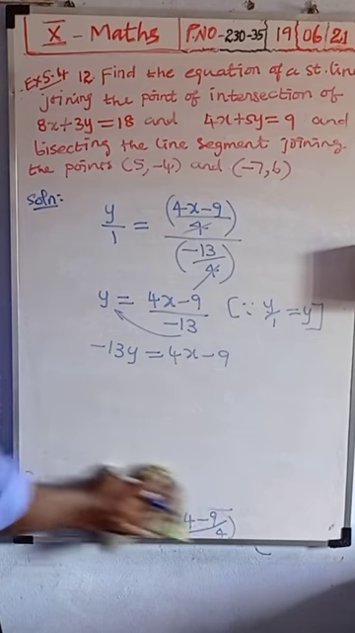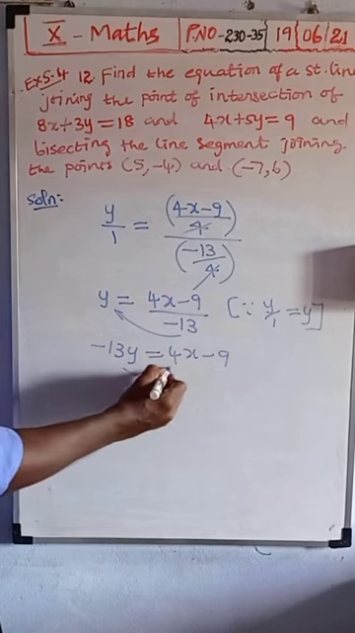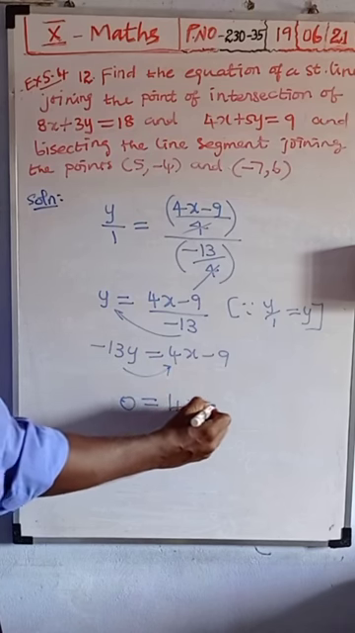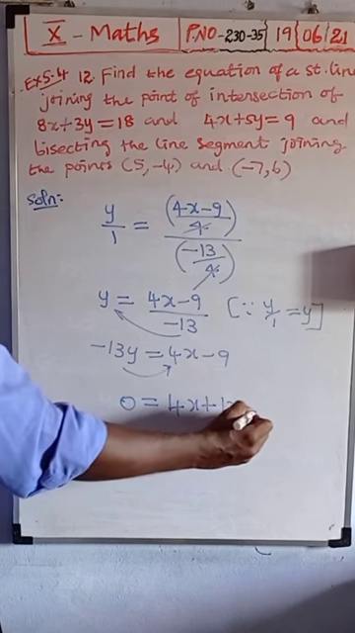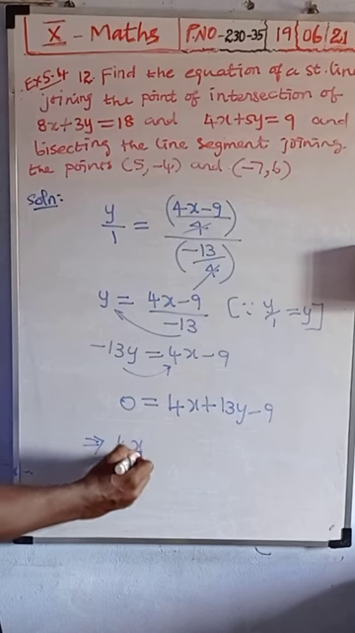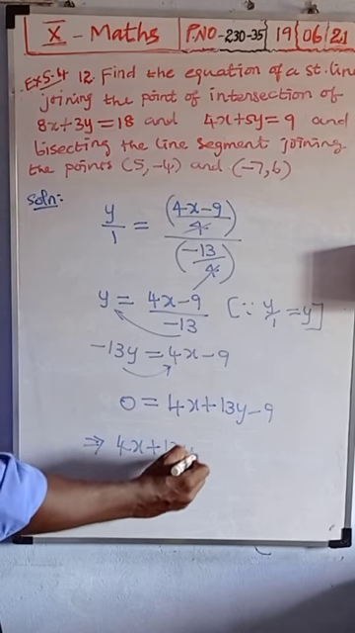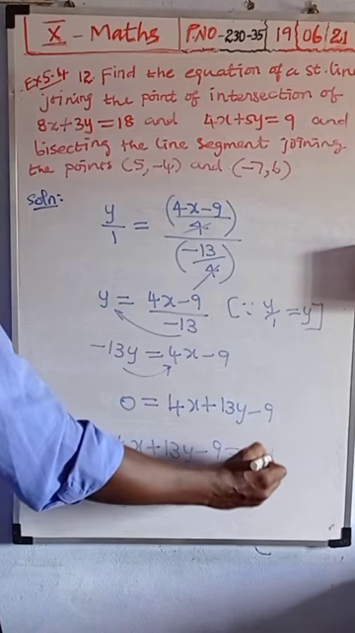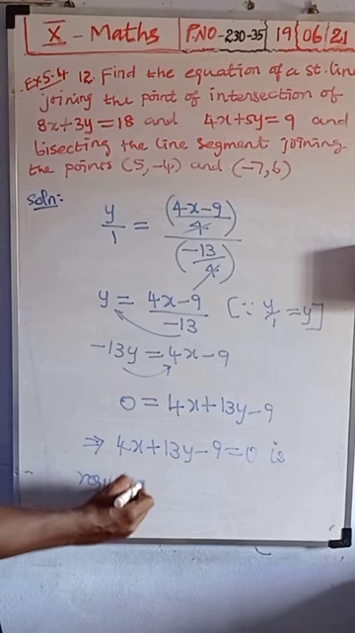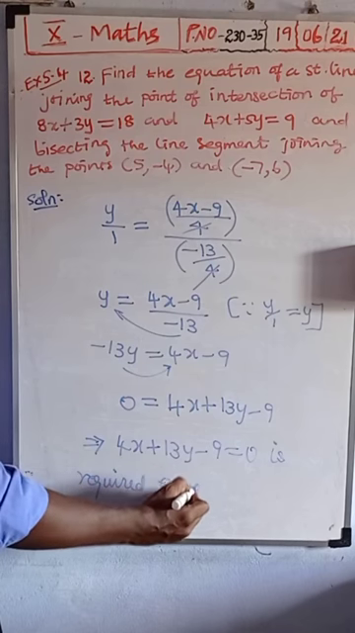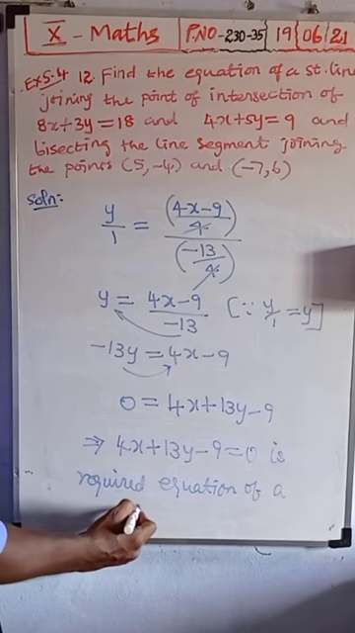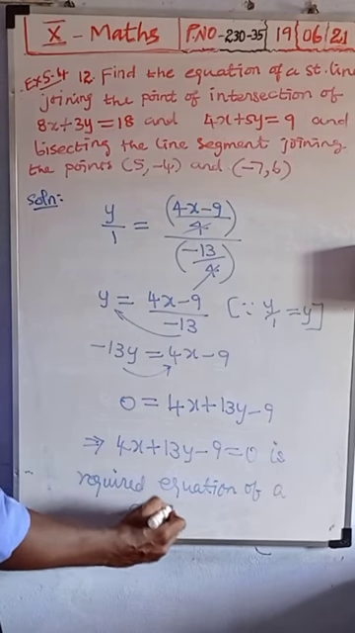Now always you want x to be positive, so that minus 13y will go this side. So 0 is equal to 4x, and minus 13y comes this side as plus 13y, minus 9. So you should change and write this equation. What is that? 4x plus 13y minus 9 is equal to 0, which is the required equation of a straight line.